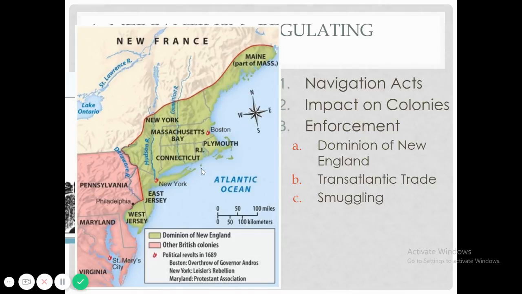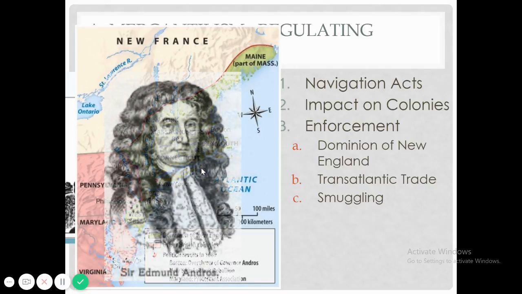He also appoints a man as governor by the name of Sir Edmund Andros. Andros comes in and immediately starts taking over. He's levying taxes, limiting town meetings, getting rid of land titles, and reinstating the Church of England. So all of the autonomy that these colonies had was now gone.